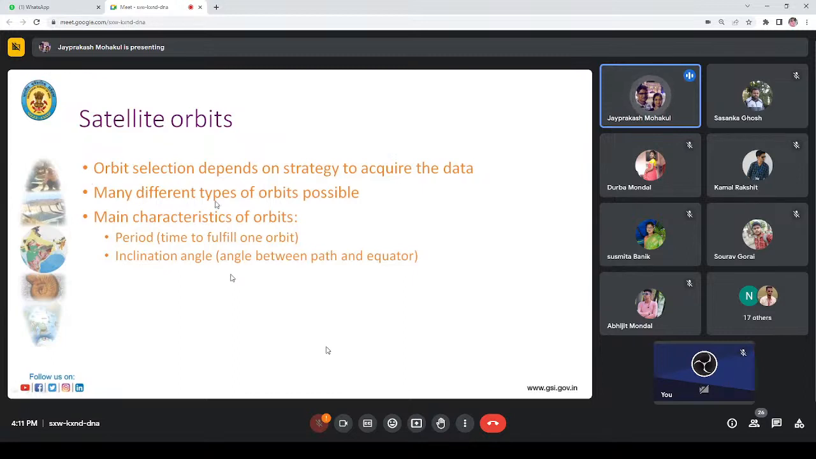Now, if you want to put a satellite around the Earth, you have to define the orbit first, right? The selection of orbit depends upon what kind of data you want to acquire. You can have an orbit along the equator. You can have an orbit with a satellite moving around the pole. You can have an inclined orbit, right? And how much time the satellite will take to complete one revolution around the Earth, and of course the inclination angle, the angle between the path of the satellite and the equatorial plane.